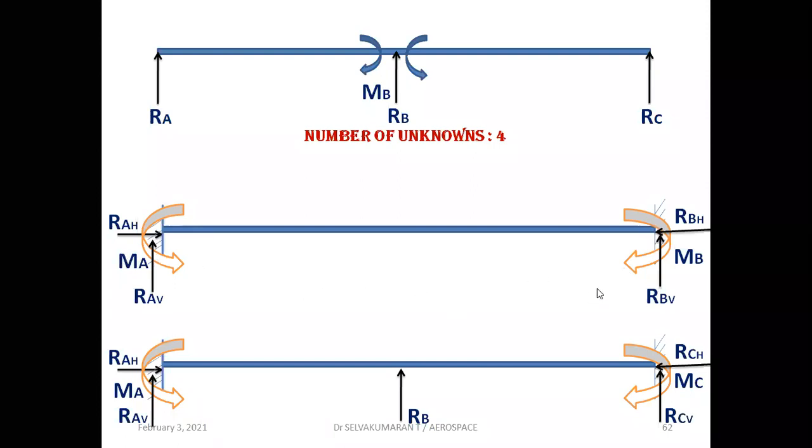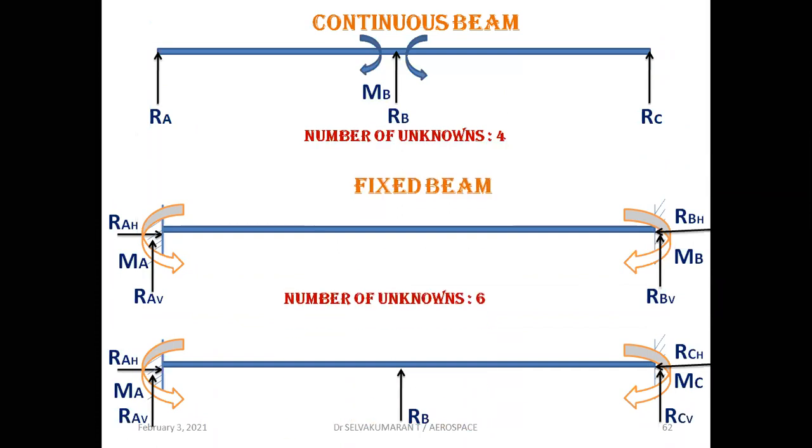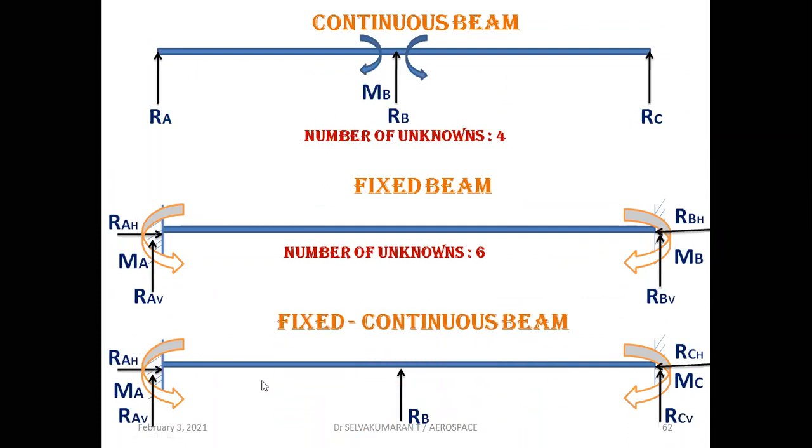So here fixed end beams. So here three unknowns, so here three unknowns. So we are having six unknowns here. We call it statically indeterminate beams. So here it's a fixed continuous beam. Three unknowns here, RB, as well as we are having the intermediate support moment. So 3 plus 3, 6, 7, 8 unknowns, which is called a statically indeterminate beam.